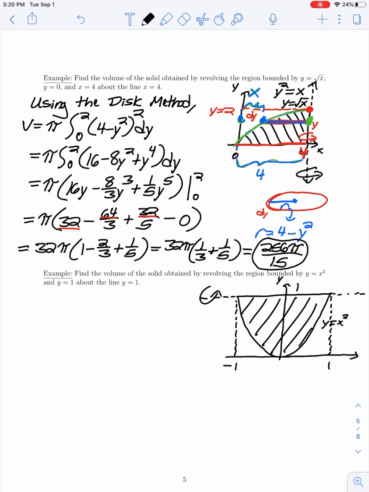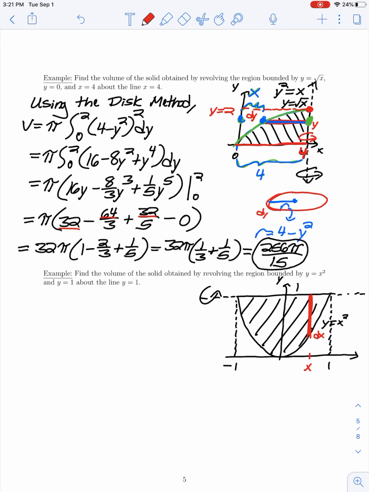So if I want to make use of the disk method in order to find this volume, since I'm revolving around a horizontal line, in order to get a disk shape I would have to take a little vertical slice through my region of some width dx at a value x somewhere between -1 and +1. So let's see what we have here.